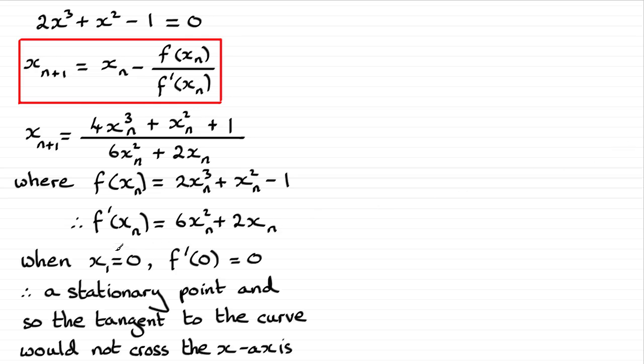So this would be my explanation. When x1, our first approximation, equals 0, we would have that f dash 0 equals 0, a stationary point, and so the tangent to the curve would not cross the x-axis. Now, if this is a bit confusing, I'll just explain with a graph here.